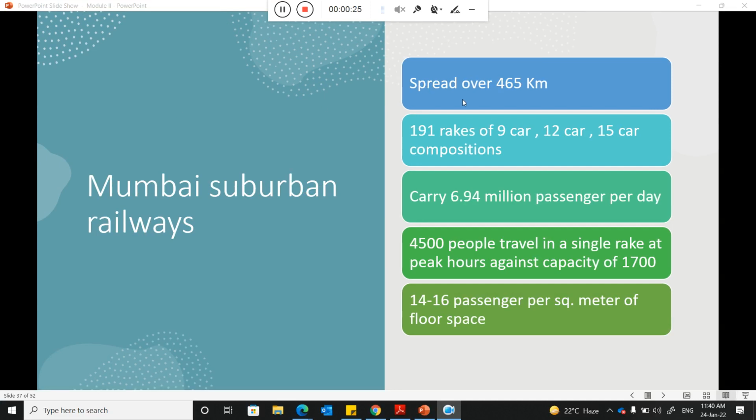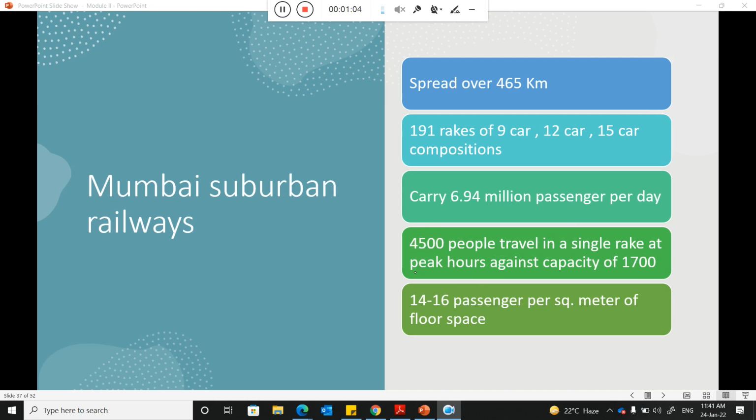We need to give some introduction, right? It is spread over 465 kilometers, and there are 191 total racks of 9 car, 12 car, and 15 car compositions. It carries 6.94 million passengers per day, and 4500 people travel in a single rack at peak hour against a capacity of 1700. So against a capacity of 1700, 4500 people travel in peak hour.